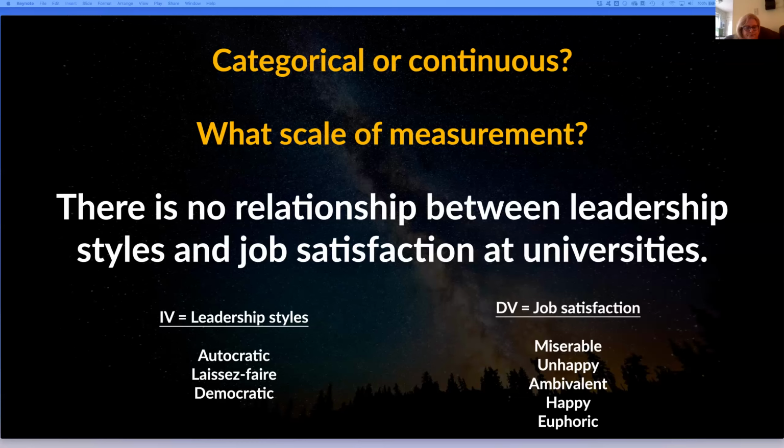Ordinal. Nominal. Leadership style, is that what we're referring to? But I thought with satisfaction, it's like a scale, from miserable up. I thought we were doing leadership style. Leadership style is nominal. Okay, I'm sorry. And then job satisfaction would be ordinal. Ordinal. That's correct. And if it's ordinal, what kind of variable is it? Categorical. Right. If it's an ordinal variable, it's categorical.